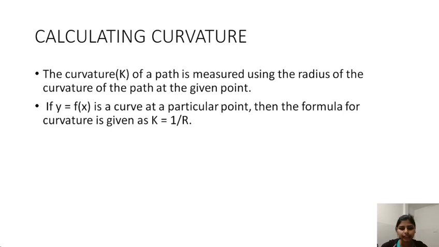Here, calculating curvature. The curvature, denoted as k, of a path is measured using the radius of curvature of the path at a given point. If y is equal to f of x is a curve at a particular point, then the formula for curvature is given as k is equal to 1.